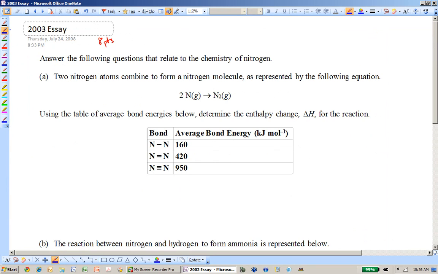All right, so this one is kind of nice because, again, we have a table of information and we have a very simple equation. 2 nitrogen atoms, therefore they're not bound, okay? 2 nitrogen atoms combine to form a nitrogen molecule, which does have a bond, as represented by the following equation. Matter of fact, it has a fabulous triple bond. Using the table of average bond energies below, determine the enthalpy change, delta H, for the reaction.